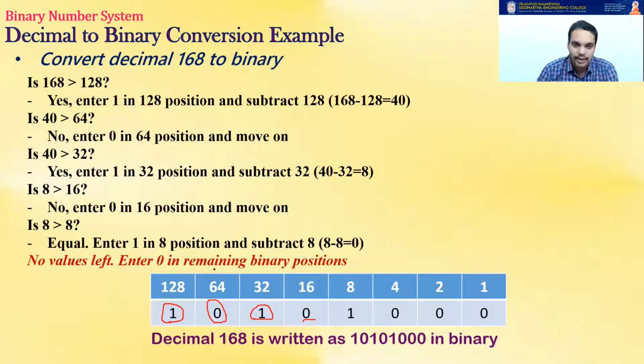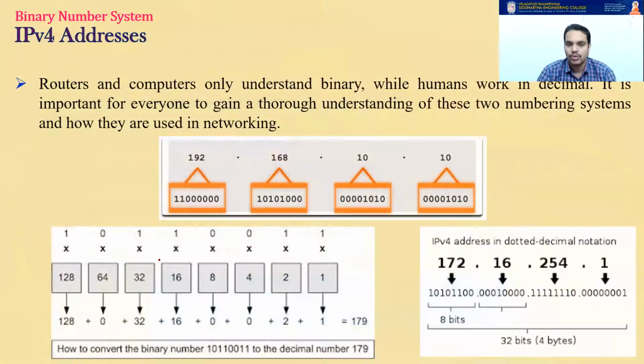In simpler terms, just make a table here because you know that there are 8 bits in any octet of an IPv4 address. Simply write them down: 1, 2, 4, 8, 16, 32, 64, 128, and whatever value is given to you, just do this simple calculation and you can get the binary equivalent of any particular address. So there are many examples that you can do on your own.